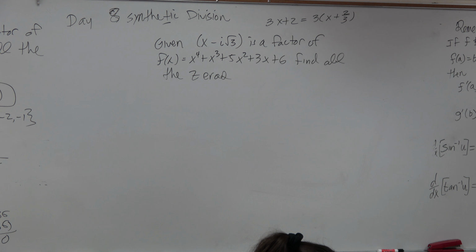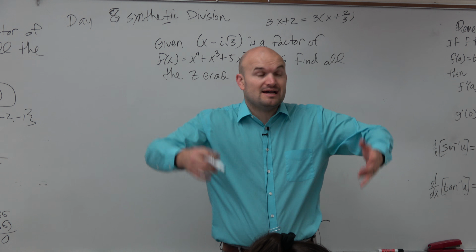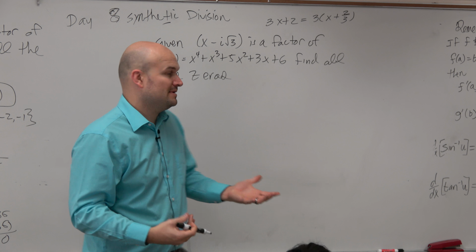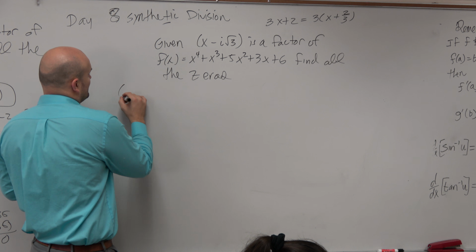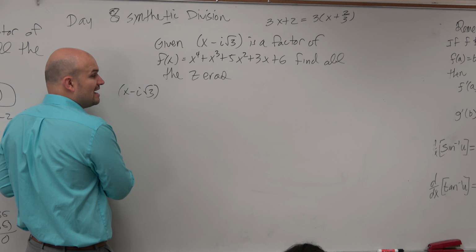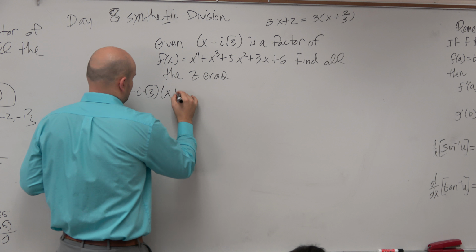Factors, and they're zeros. So the main important thing, I look at this and I say, hey, so we have x minus i. Anytime I see an i, I know that the conjugate is going to exist, right? So if x minus i square root of 3 is a zero, or is a factor, that means what else has to be a factor, man?